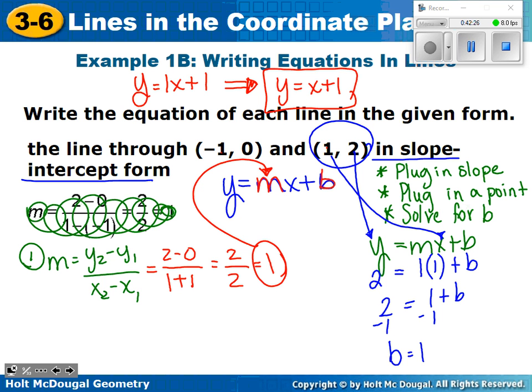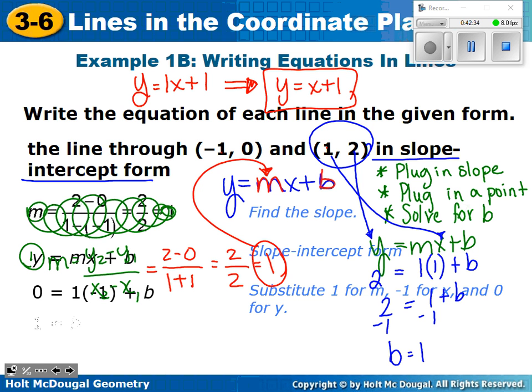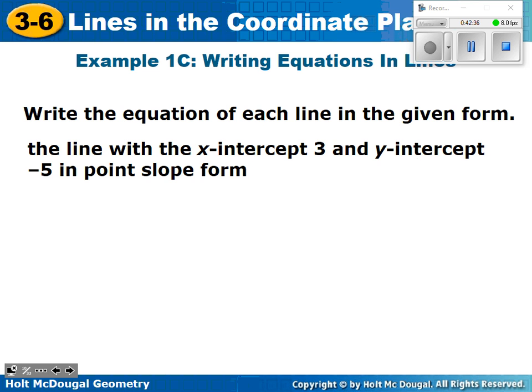Questions? All right, let's look at one more. The next one looks a little different, and I want to make sure we go over this one because I often see mistakes on this one as well. First of all, what form does it want it in? Point slope. What's point slope again?